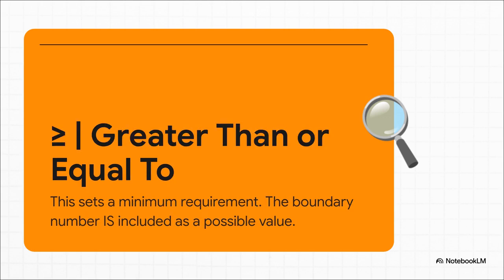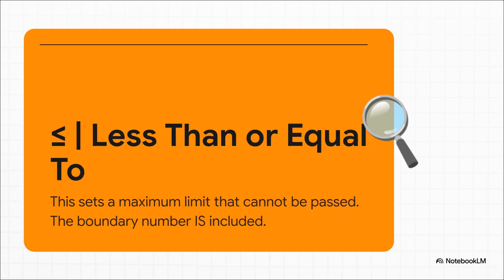But this is where it gets really useful, when we add this one tiny detail. See that little line underneath? This symbol means greater than or equal to. It sets a minimum. You need a score of 70 or higher to pass. A 70 is good enough. You're in. And its partner, less than or equal to, sets a maximum limit you just can't go past.